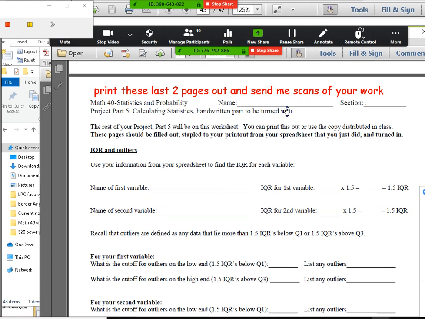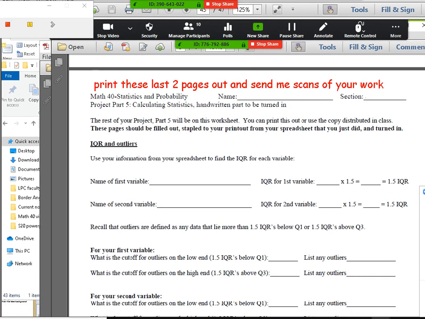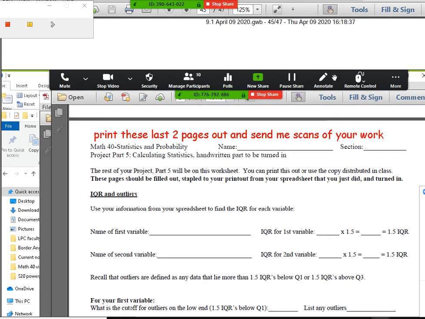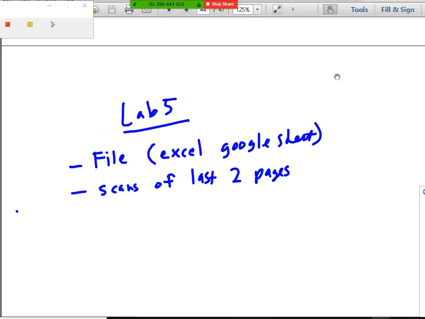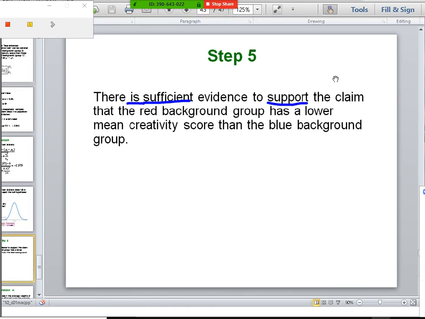And do you guys want me to bring you back to number 5? I'm going to guess everyone wants to see number 5 again. So there's step 5 if you need it.